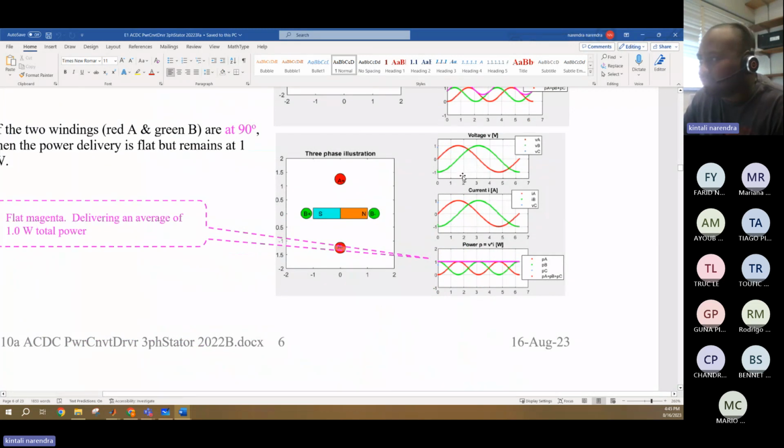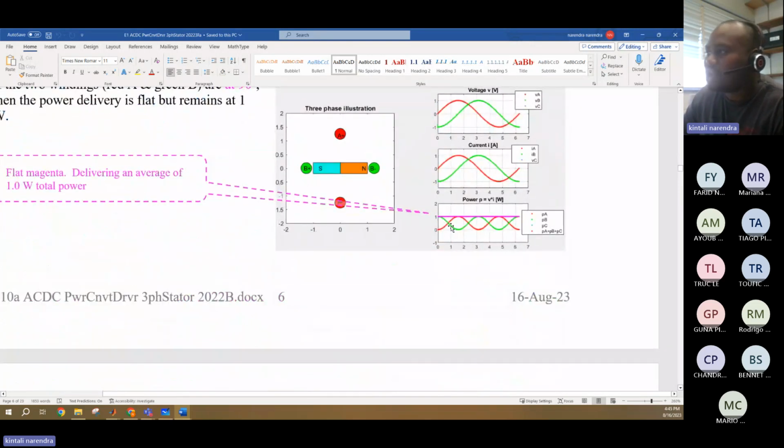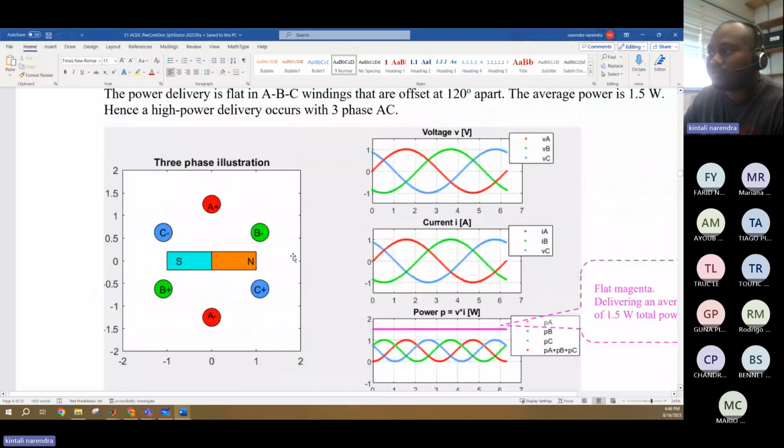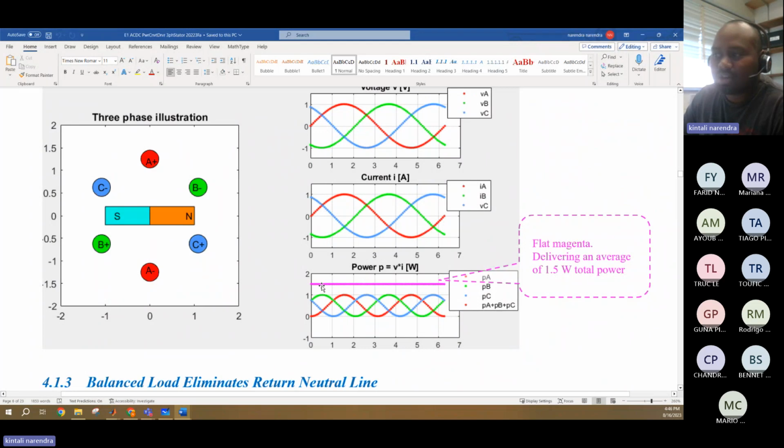Whereas if you take two phase with 90 degrees phase difference, earlier we have seen 120 degrees phase difference. If you take 90 degrees phase difference, you will get 1 watt, but constant power. Now if you increase it further to three phase, you can get 1.5 watt constant power. So whatever AC power supply you have, we induce a phase difference of 120 degrees so that we can obtain maximum power out of it.